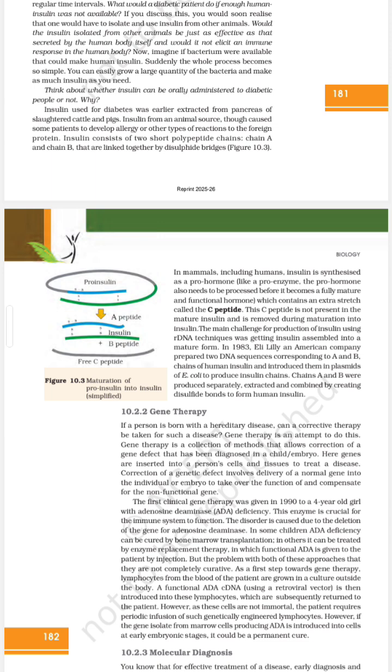The main challenge for production of insulin using rDNA techniques was getting insulin assembled into a mature form. In 1983, Eli Lilly, an American company, prepared two DNA sequences corresponding to A and B chains of human insulin and introduced them in plasmids of E. coli to produce insulin chains. Chain A and chain B were produced separately, extracted, and combined by creating disulfide bonds to form human insulin.